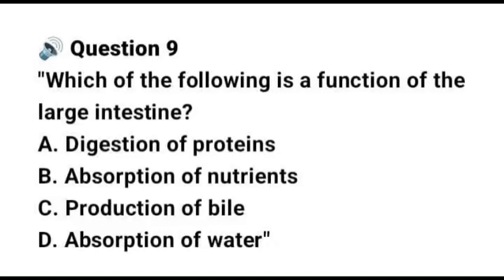The large intestine absorbs water and forms solid waste. Digestion and nutrient absorption happen in the small intestine, while bile is produced by the liver. The large intestine absorbs water and forms what they call solid waste. So the correct option there is option D, absorption of water. That is the major function of the large intestine.